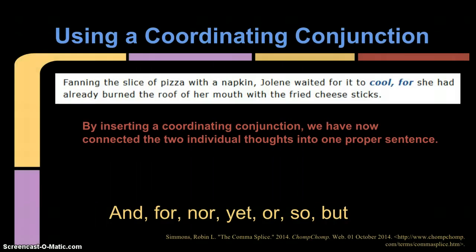Using a coordinating conjunction. Coordinating conjunctions are words that are used to link phrases or what would be separate sentences together. The most common coordinating conjunctions are and, for, nor, yet, or, so, and but. Our sentence now reads, Fanning the slice of pizza with a napkin, Jolene waited for it to cool, for she had already burned the roof of her mouth with the fried cheese sticks. By using a coordinating conjunction, we have now connected the two individual thoughts into one proper sentence.